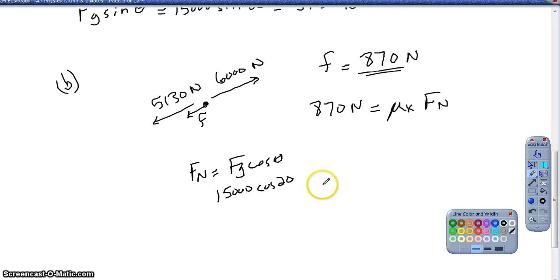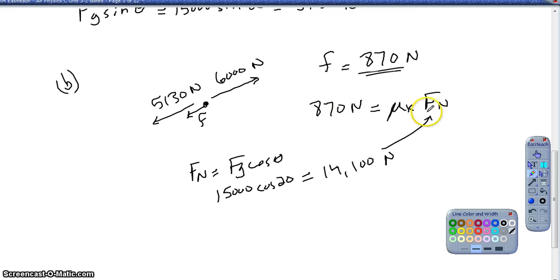So my normal force then ends up being about 1,530. Nope, I'm sorry, that's my mass. I read the wrong number there. So that normal force ends up being basically 14,100. It ends up being like 95 and change. Again, I'm going to round that off just to keep it simple. So there's my normal force.